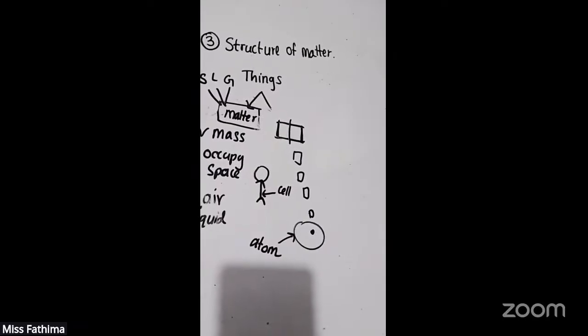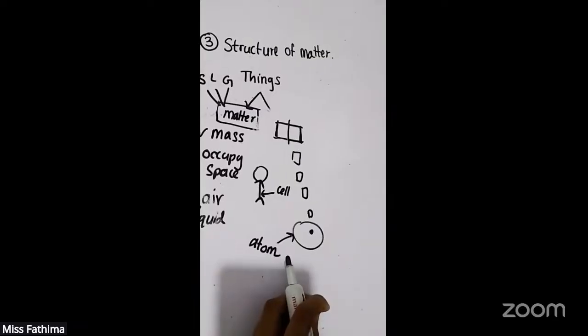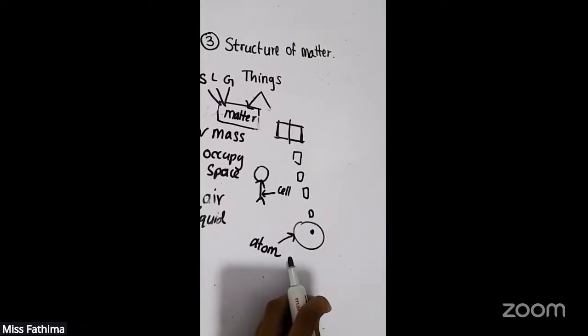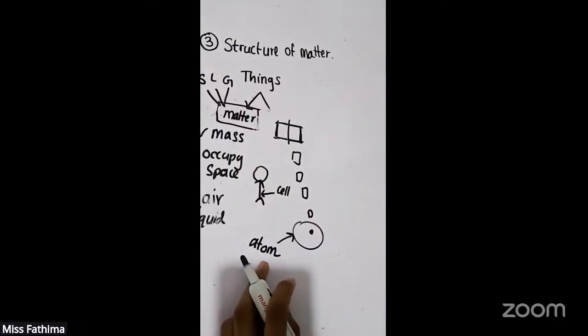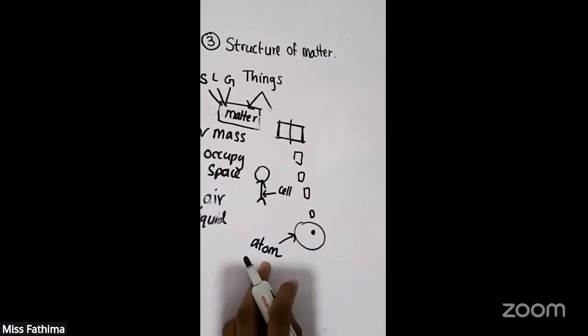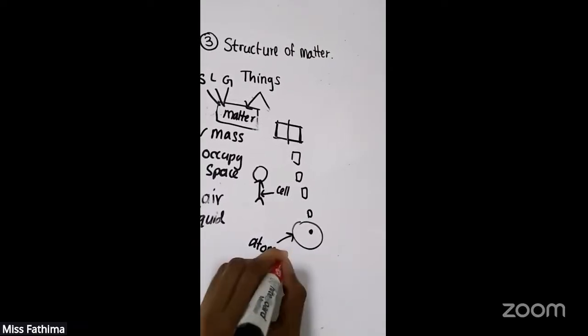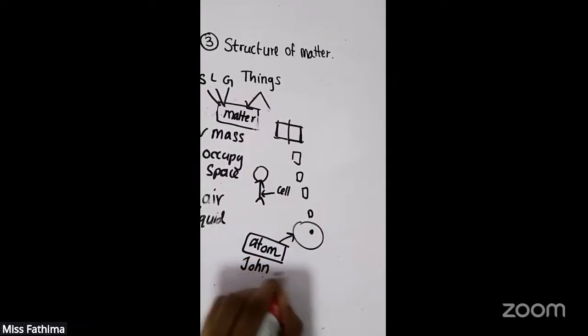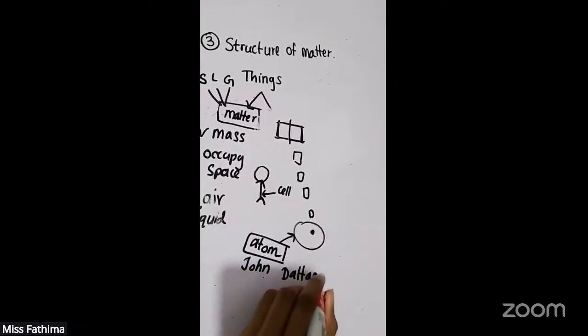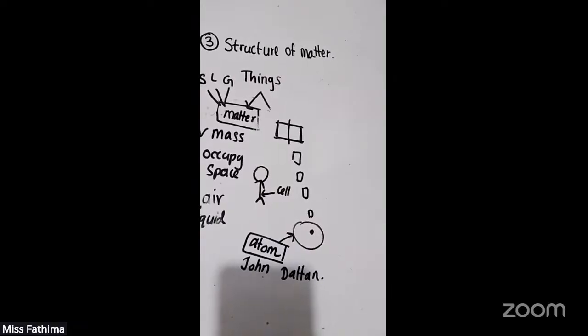Atom is the simplest unit of matter. So all the matter in nature, whatever matter you see through your naked eye, is made out of atoms. But actually, can you see atoms? No. You can't see atoms, but it is believed that matter is made out of atoms. Now, this atom was discovered by a scientist named John Dalton. John Dalton discovered this atom.